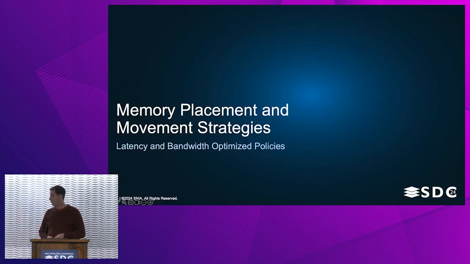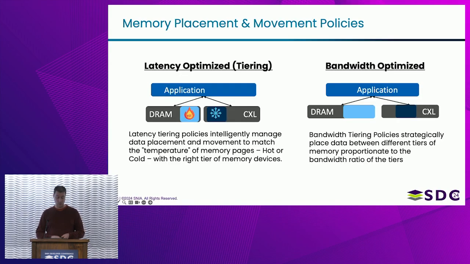So let's talk about memory placement and movement strategies. I already talked about the two big ones, the latency optimized and the bandwidth optimized. Just to refresh, latency optimization is all about detecting the hot working set size, the hot memory. When you fill up your DRAM, we have a decision to make as to what memory to move out of DRAM into CXL, and when data in CXL becomes hot, how do we move it back into DRAM where it has lower latency.